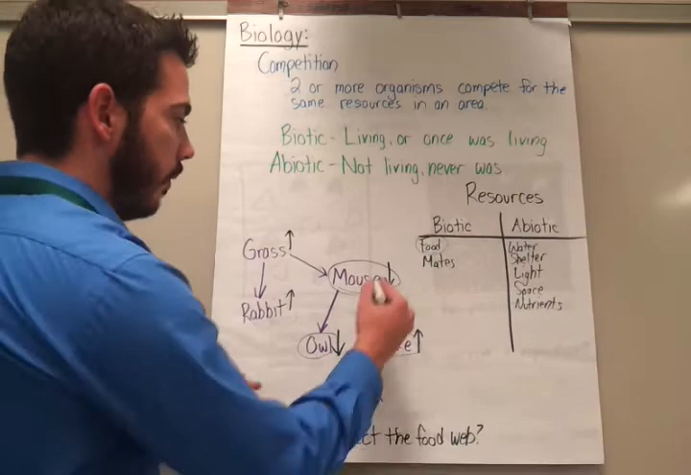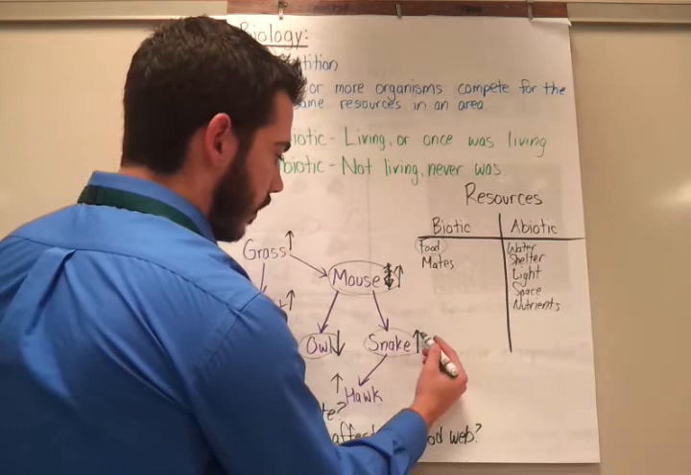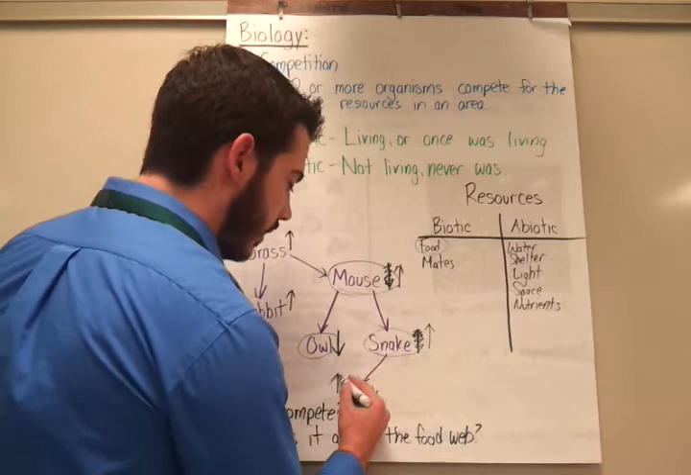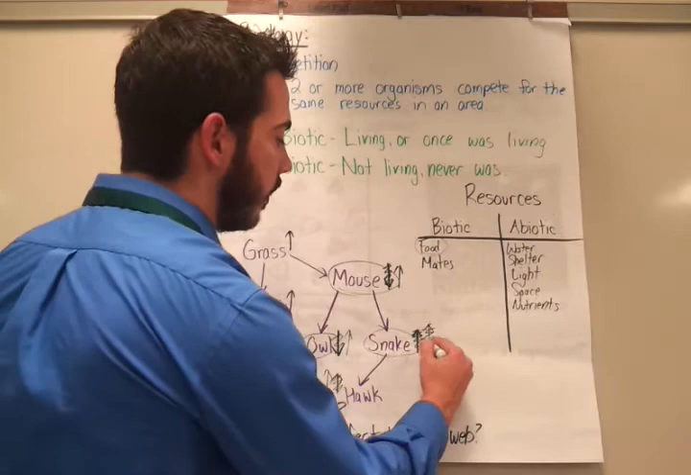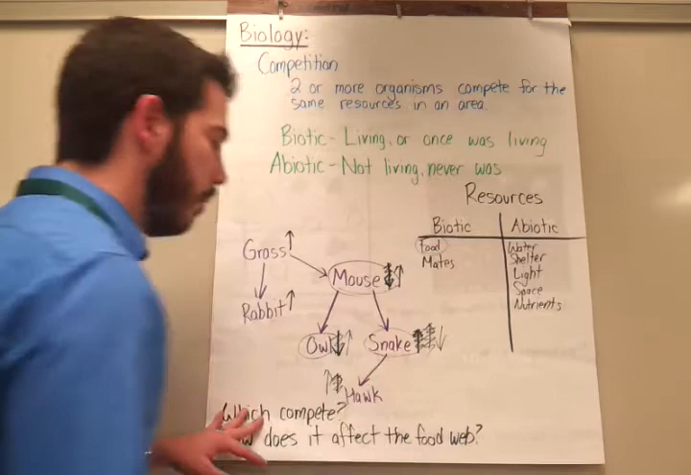If we were to swap that and say the mice population increased, then we would see an increase in the population of snakes, an increase in the population of hawks, and an increase in the population of owls. What if we decrease the population of snakes? Less competition now, so that means more mice, so that means more owls. So again, everything in the food web is connected.